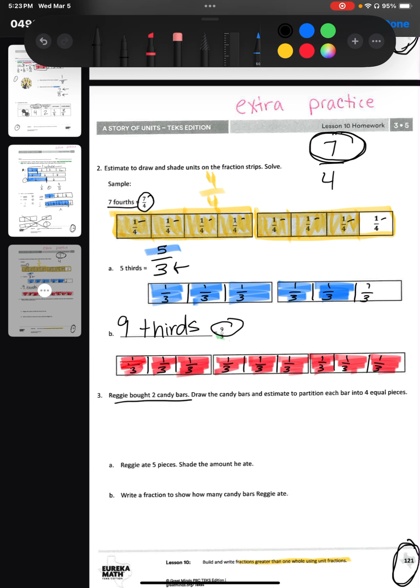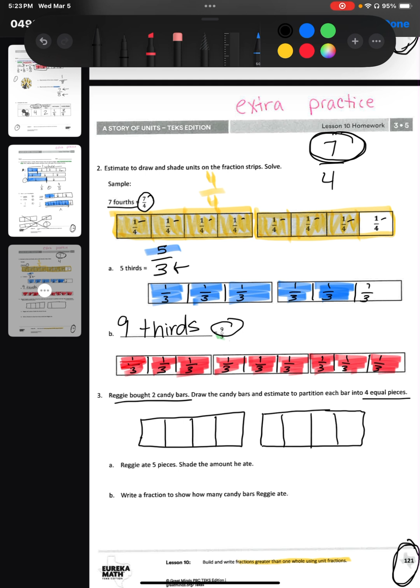So here it says he bought 2 candy bars, and it says draw the candy bars. Well, in my math class, the candy bars are rectangles. That's what a bar is. And I'm really wanting these to be congruent, which means same size, same shape, or as close as I can get them. I'm just a person and I'm not perfect, but we want them to be as close to congruent as possible. Then it says, estimate to partition each bar into 4 equal pieces. That means this one needs to have 4 pieces, and this one needs to have 4 pieces.